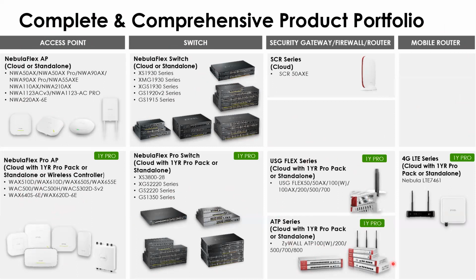When it comes to our security products, it gets a little bit weird. The USG Flex products are sold both with a license bundle and without a license bundle. So if you buy the bundle, you get 1 year Pro Pack as part of that bundle. If you buy the unbundled version, you don't get any Pro Pack license. The ATP series comes bundled with 1 year Pro Pack license. And to extend that out, you just buy a gold license, and the gold license will always include the Pro Pack as well. And then our LTE 7461, which is a 4G outdoor router, also comes bundled with 1 year Pro Pack.